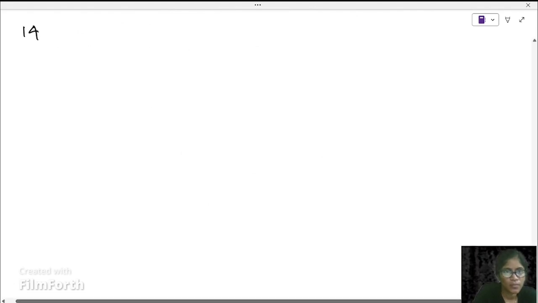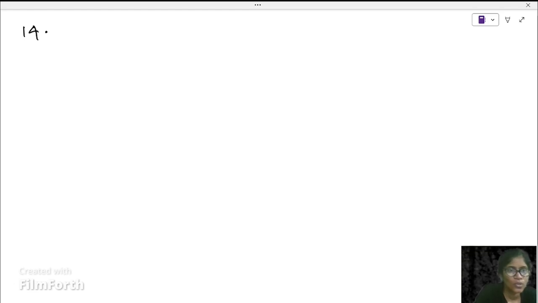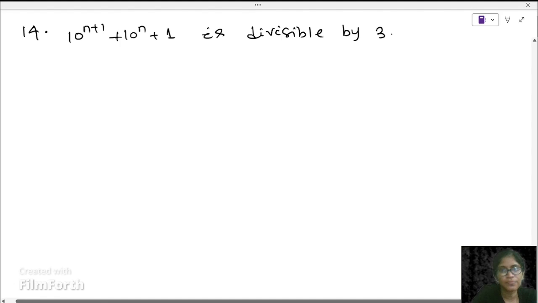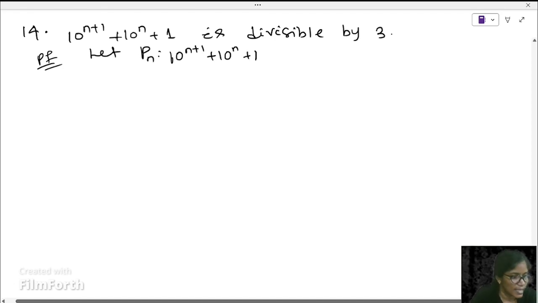Now move to question number 13. Question number 13 is to prove that 10 to the power n plus 1 plus 10 to the power n plus 1 is divisible by 3. Okay. Proof. Similarly, let Pn be 10 to the power n plus 1 plus 10 to the power n plus 1 is divisible by 3.